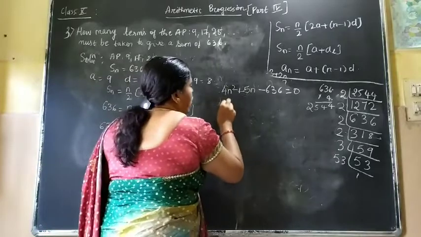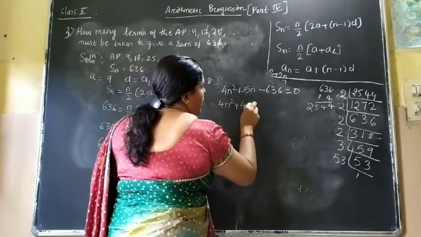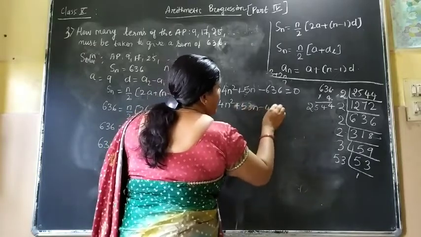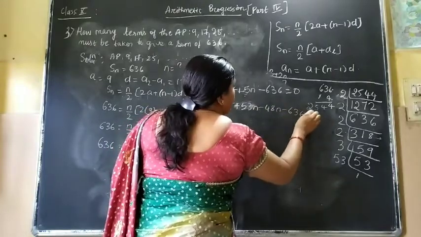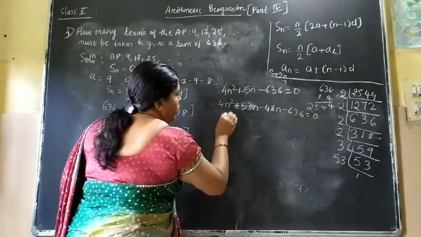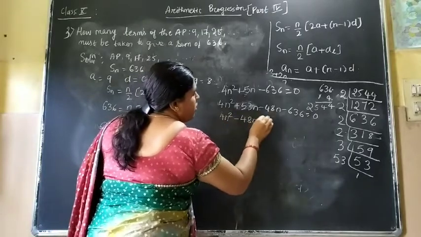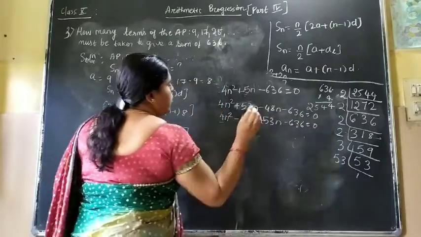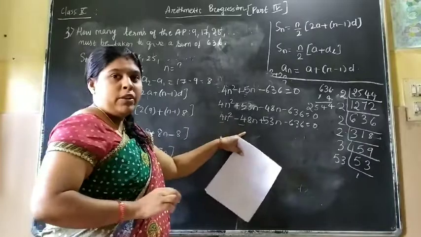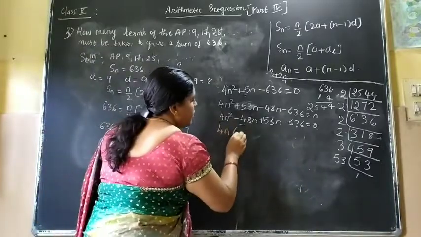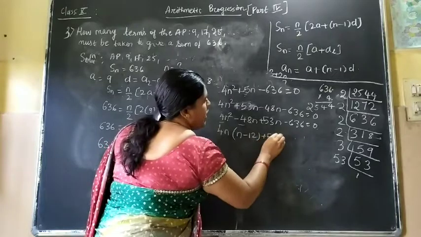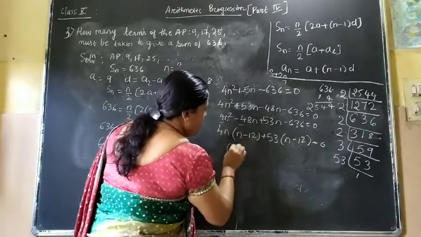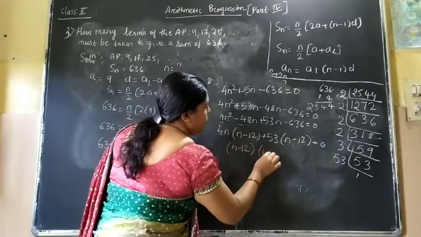So substitute here: 4n square plus 48n plus 53n minus 636 equals 0. Now make the arrangements properly so that we can take the common factors. In this, n is common and 4 is common. So we will take out 4n common. This is n minus 12 plus 53, which will be n minus 12. See, in this n minus 12 is common. Take out outside 4n plus 53.